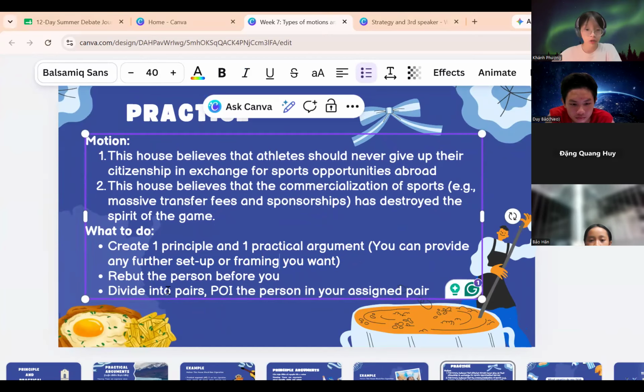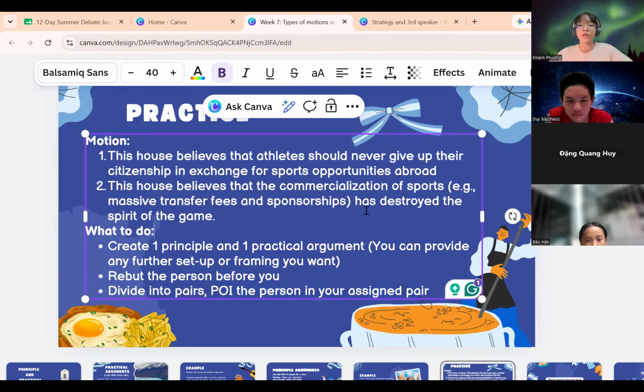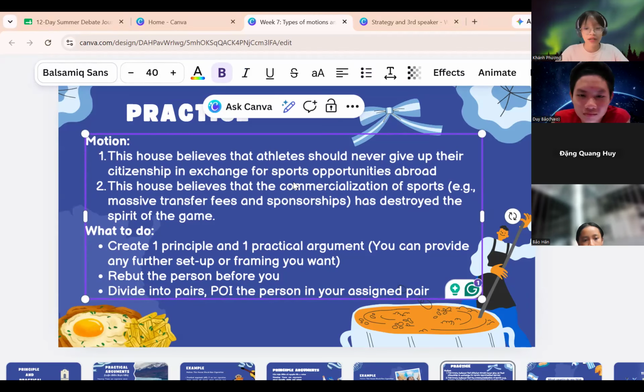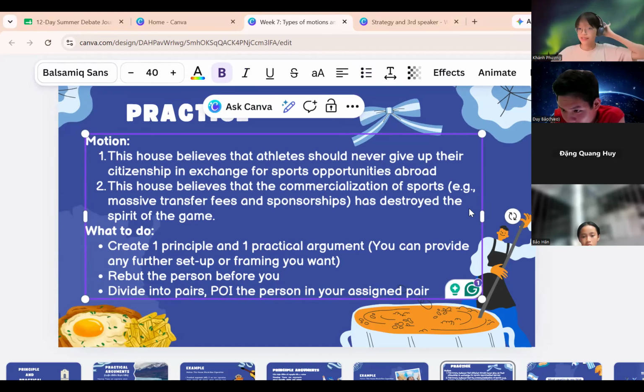Okay, and I will divide you guys into pairs, which means you will rebut the person in your pair and you will POI the person in your assigned pair. For example, if Neo and Hui are in a pair, then when Neo is speaking, Hui has to POI, and the other way around. So yeah, that's how it works. I guess now I will put you guys into teams and pairs. Okay, so here, how many people are there? 10. So yeah, it works.